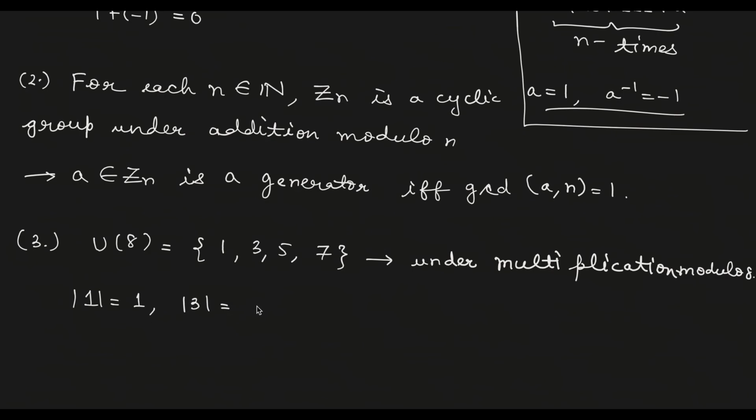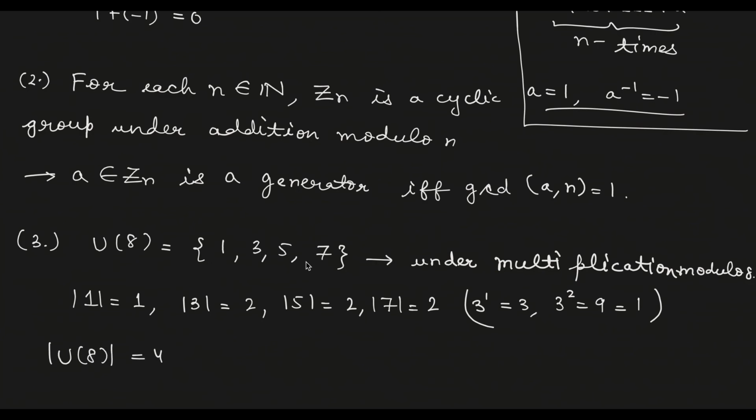What will be the order of 3? To find the order of 3, 3 to the power 1. No, 1 will not come. I also told you at the time of order that only the identity element makes the order. 2 will come. 9 modulo 8 is 1. 3 to the power 5 also gives order 2. Yes. 7 will also have order 2. Yes. So order of U8 is 4 because it has 4 elements.